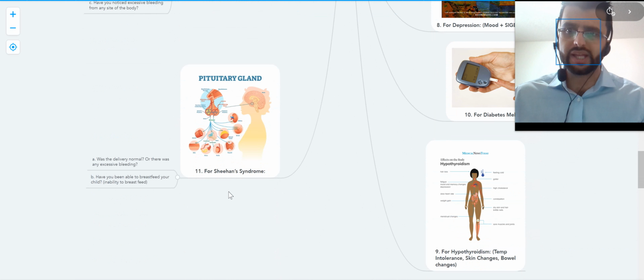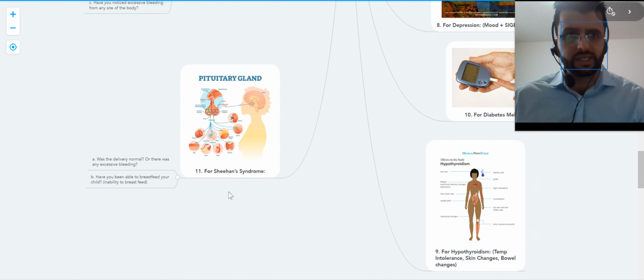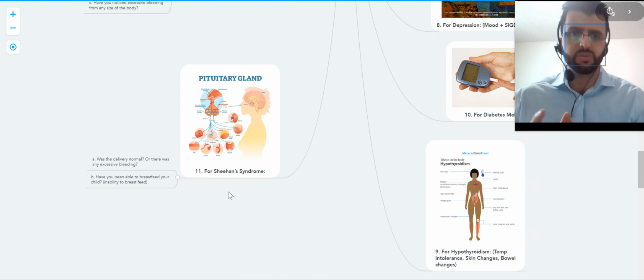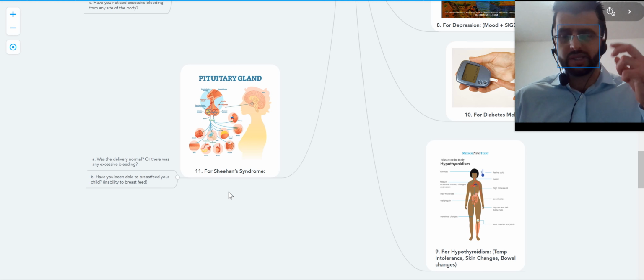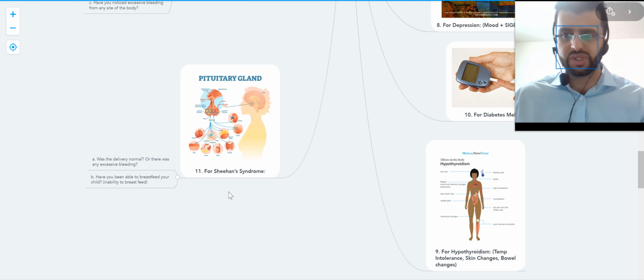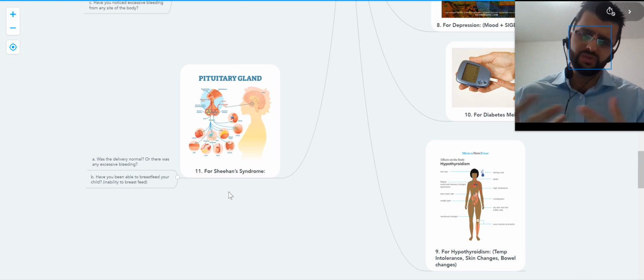For the pituitary gland, Sheehan syndrome, we ask, was the delivery normal or was there any excessive bleeding? Okay, this usually happens after pregnancy, after delivery. After delivery, you have excessive bleeding, postpartum hemorrhage, and this postpartum hemorrhage depletes the blood supply to the pituitary gland. So the pituitary gland dies. So you no longer have pituitary, and pituitary is the source of androgen, cortisol, adrenaline, the ones that keep us working. So if you have no pituitary, you feel tired.